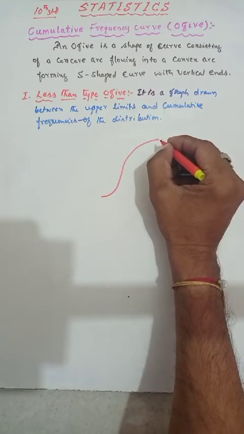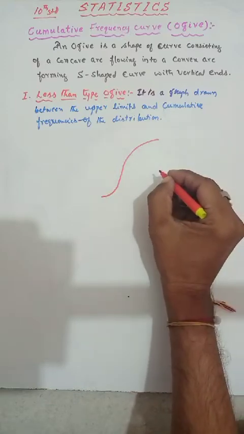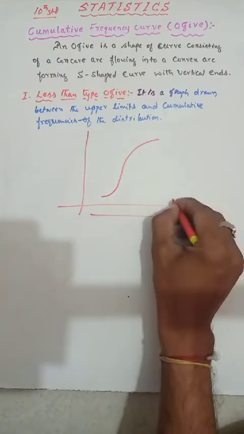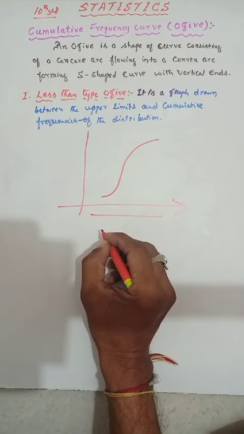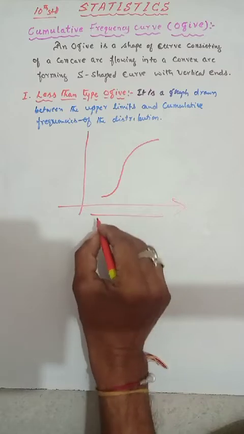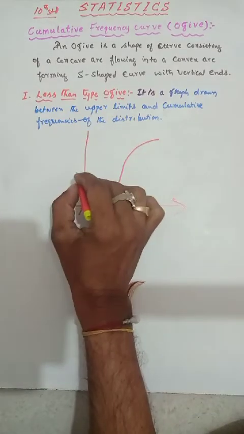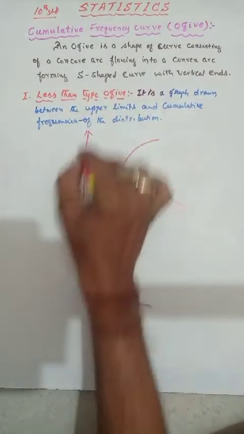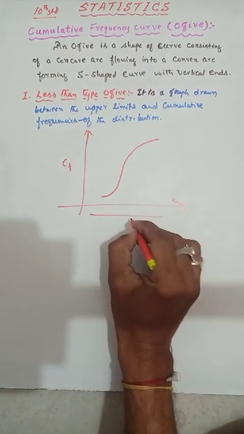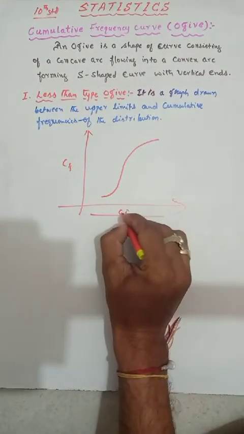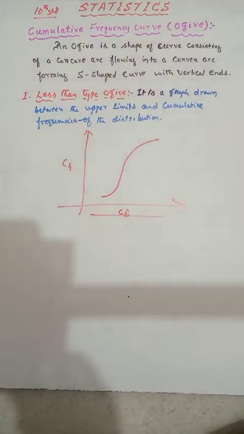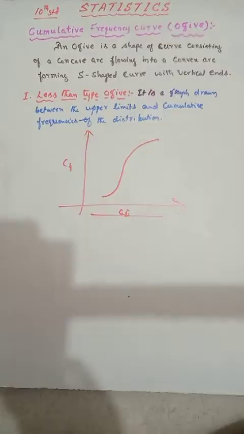In this type, we mark the points with the upper limit as the x coordinate, and the corresponding cumulative frequency we choose as the y coordinate. This means cumulative frequency versus class interval. In this way we take the less than type of ogive.